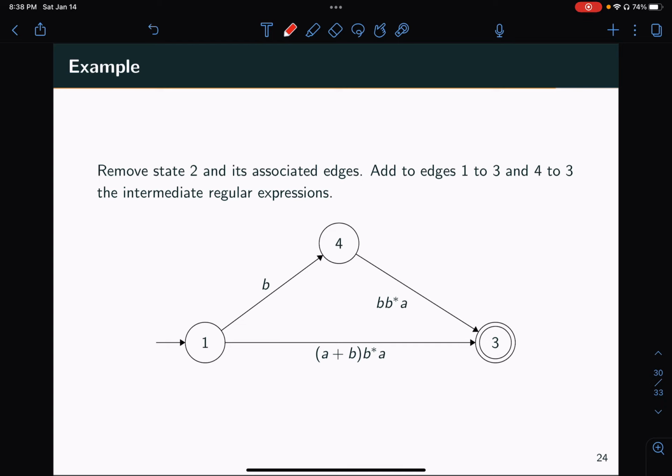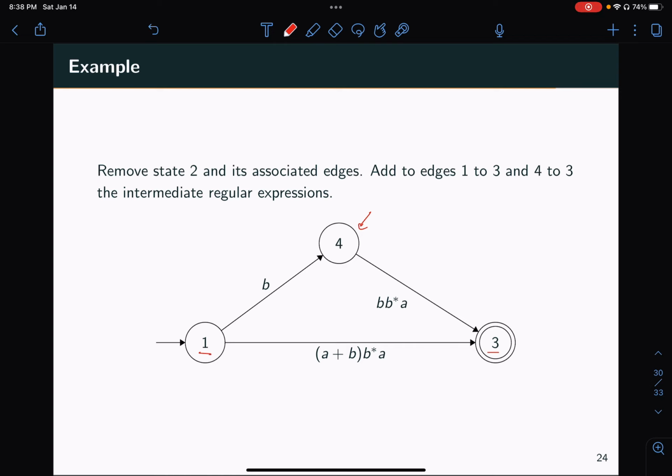Now remember, my goal is to remove all states except the start state and the single final state. So now what I need to do is I need to cut out 4. So what does 4 actually allow me to do? It allows me to go from 1 to 3, right?